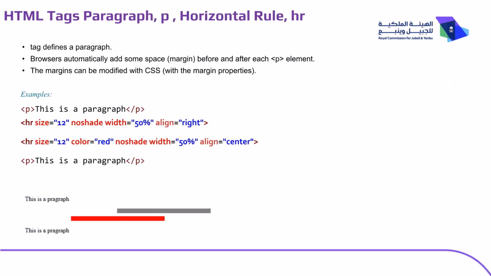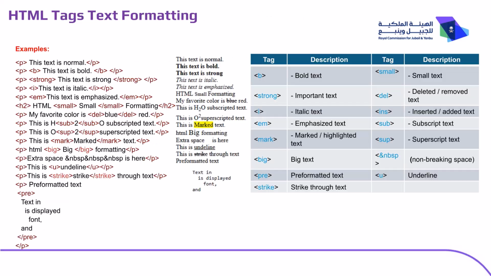The <p> tag defines a paragraph, and browsers automatically add margins around it, which can be modified with CSS. The <hr> tag creates a horizontal rule, useful for thematic changes, with attributes like size, width, and color.